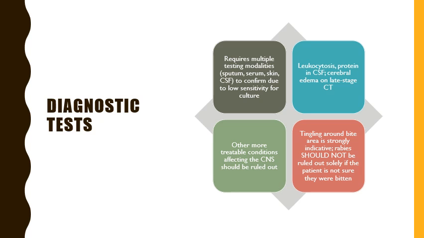Then you might also see leukocytosis, proteins in the CSF showing up, and an early stage CT of the brain would not really show many changes, but a late stage brain CT for late stage rabies may show cerebral edema. A big indicator for rabies is tingling around the bite area. That's a big red flag for rabies.